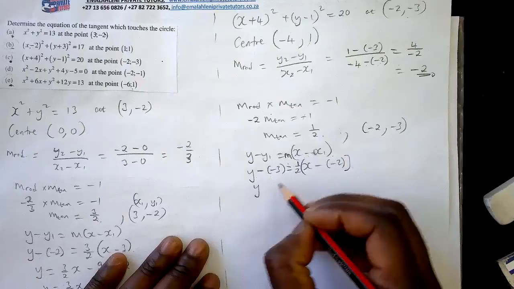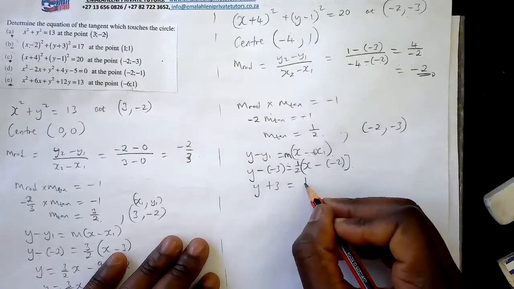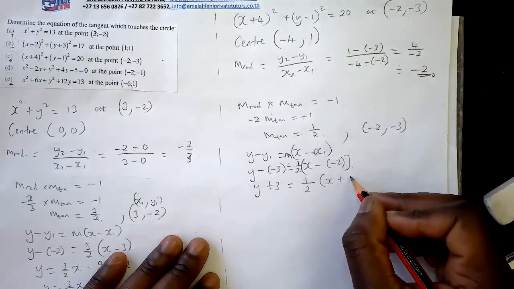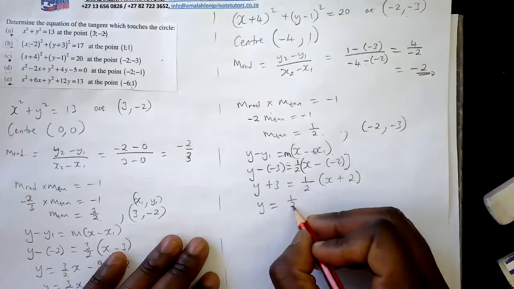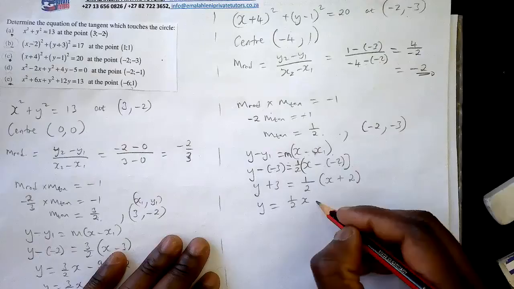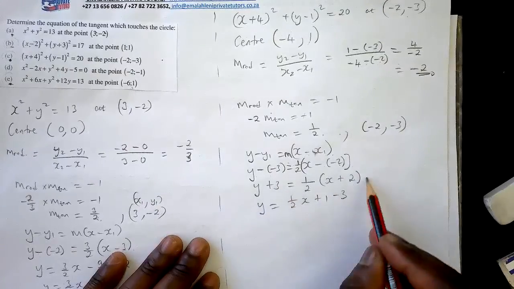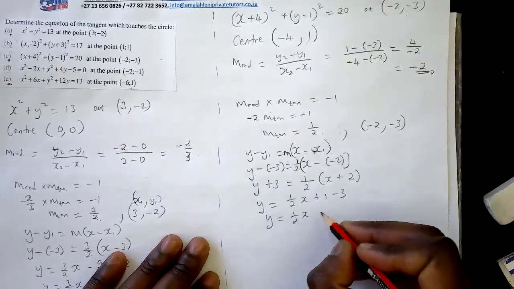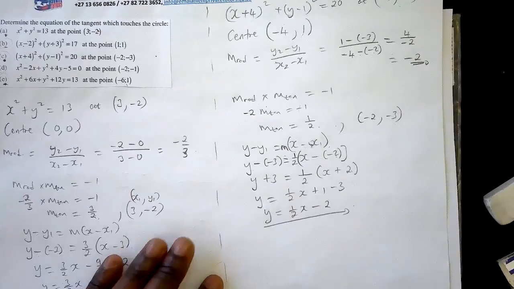Then y here is going to be y plus 3 is equal to half of, what do you have here? x plus 2, because of negative and negative. Then what do we get there? y is going to be equal to half of x. Then this one will give us 1, then it's going to be plus 1, then -3, because here we're taking that side. y is going to be equal to 1/2 x minus 2. That's our final answer now. Okay, that's how we get the equation of the tangent.